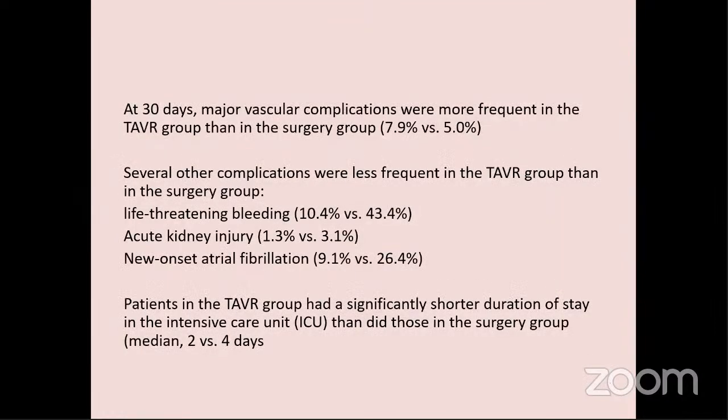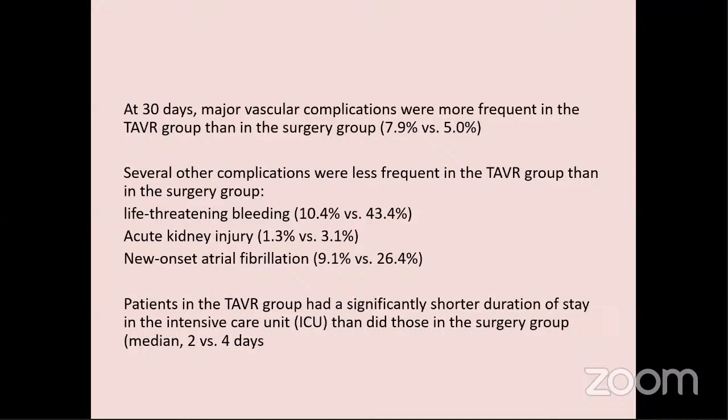At 30 days, major vascular complications were more frequent in the TAVR group than in the surgical group, 7.9 compared to 5. Several other complications were less frequent in the TAVR group, like life-threatening bleeding, which was 10 in TAVR and 43 in surgery. Acute kidney injury was 1 to 0.3 versus 3.1 in the surgical group, and new-onset atrial fibrillation was 9 versus 26 in the surgical group.